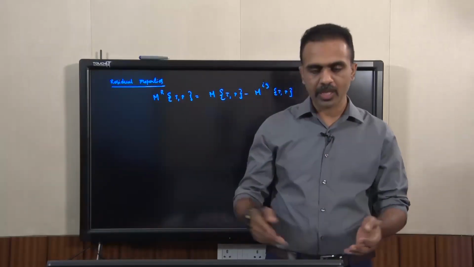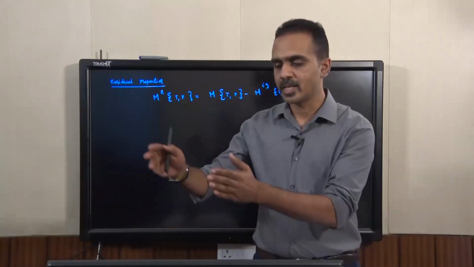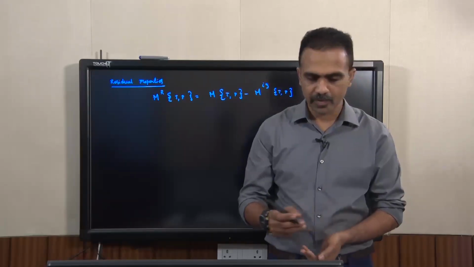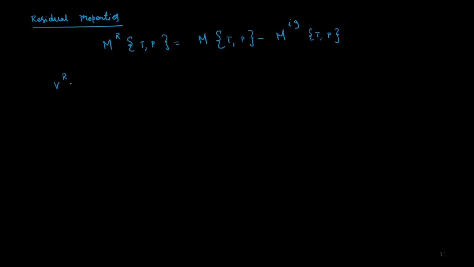It can be for any thermodynamic property M. M^R is going to be M minus M^ig, where ig stands for the ideal gas condition. So for example, the residual volume V^R is going to be V, the actual volume, minus the ideal gas volume. So if the gas itself behaves as an ideal gas, then obviously V also will be V^ig and V^R, or the residual volume, will be 0.